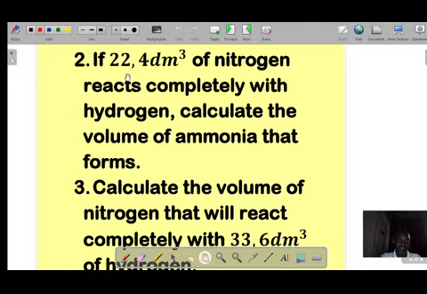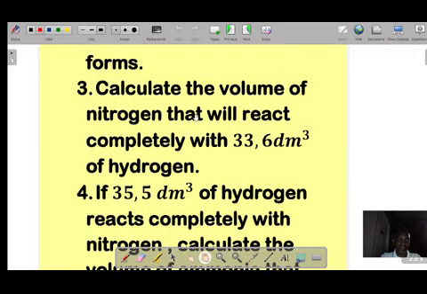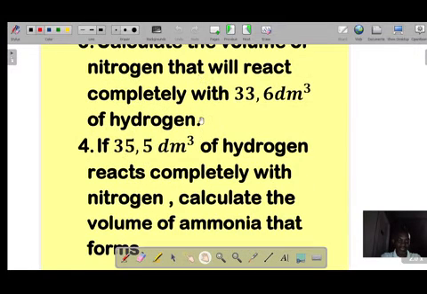Now they say that if 22.4 decimeters cubed of nitrogen reacts completely with the hydrogen, calculate the volume of ammonia that forms. What is important here is to know what we are dealing with. We have the 22.4 for nitrogen, and we want the volume that forms. So what do we do here?